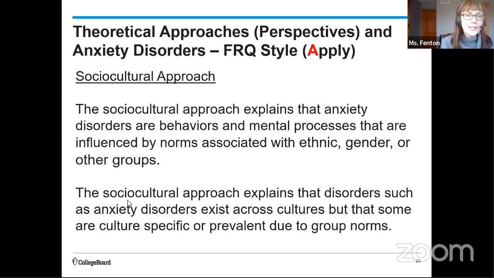And the sociocultural approach would explain that anxiety disorders are influenced by norms. So norms are kind of accepted behaviors and beliefs that are associated with your culture, your ethnicity, your gender, other groups that you belong to. And this theoretical perspective allows you to understand that although anxiety disorders exist across cultures, some disorders might be more culture specific, or you might have differences in prevalence due to group norms or differences in how people report anxiety. Are they reporting it in terms of thoughts, thought processes and worry and anxiety, or are they focusing more on physical symptoms like heart racing or difficulty with fast breathing?